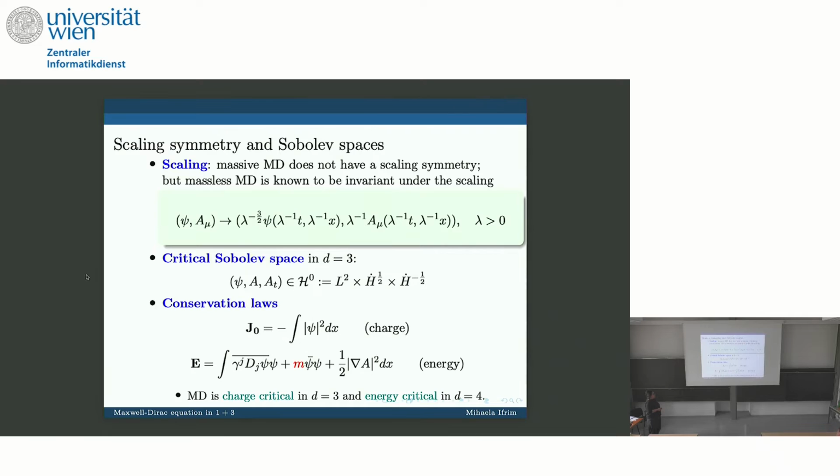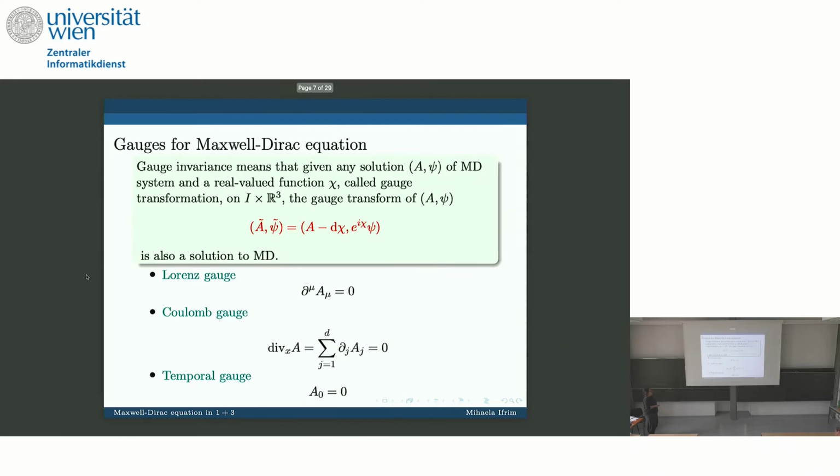And the only thing that you're going to make use of is this terminology. When I talk about Maxwell-Dirac, and I say it's charge critical, I'm going to refer, in d equals 3, to the charge, which is the spinor, being the critical quantity. And it's energy critical in d equals 4, which means the energy is going to be critical. So you're going to measure psi in homogeneous H^{1/2}. And so those are the things we do know about this.